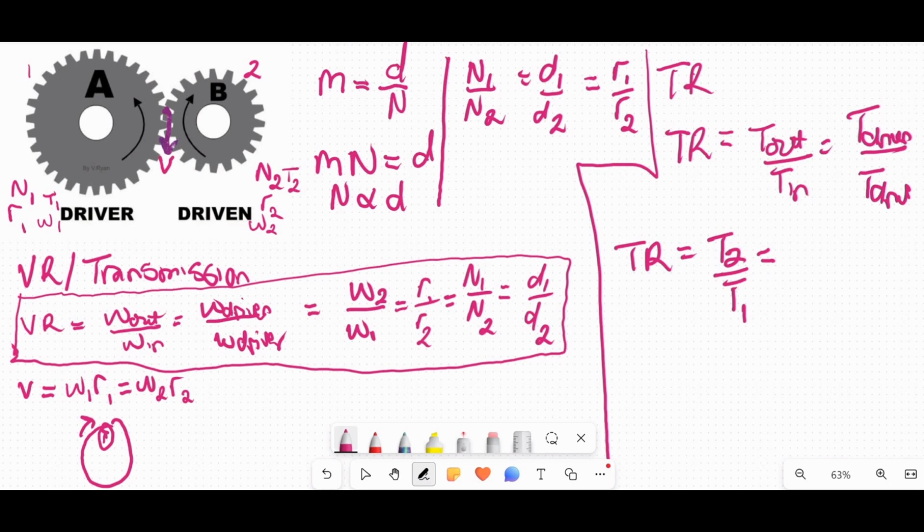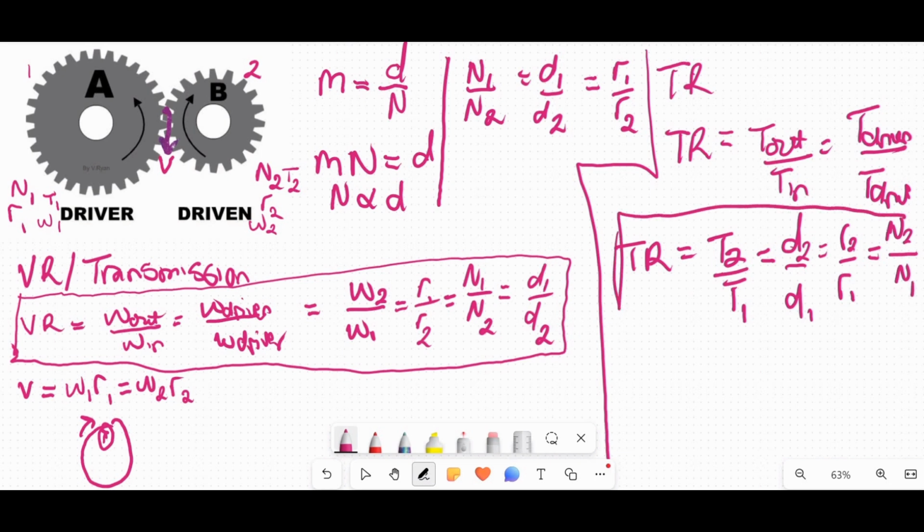So T2 over T1 is equal to D2 over D1, which is equal to R2 over R1. We're getting this from here, which is equal to N2 over N1. So there you have it. Let me also put a box around these relationships. So that is how you get your torque ratio and your velocity ratio. You don't need to cram these things, you just need to know them. And it's pretty intuitive.